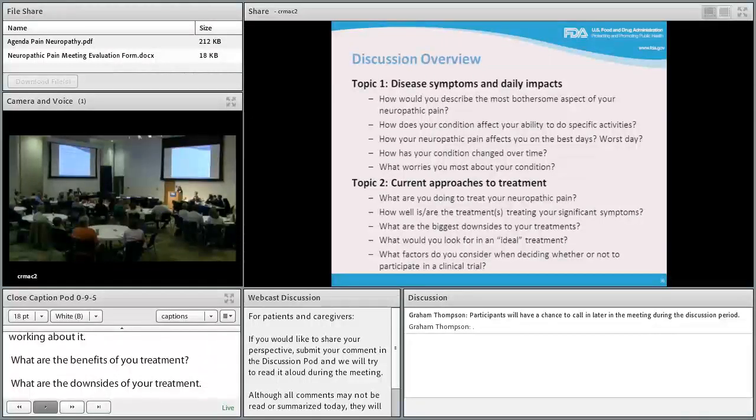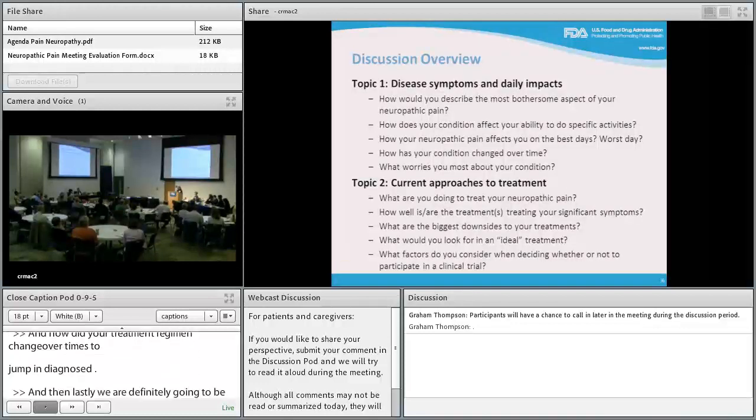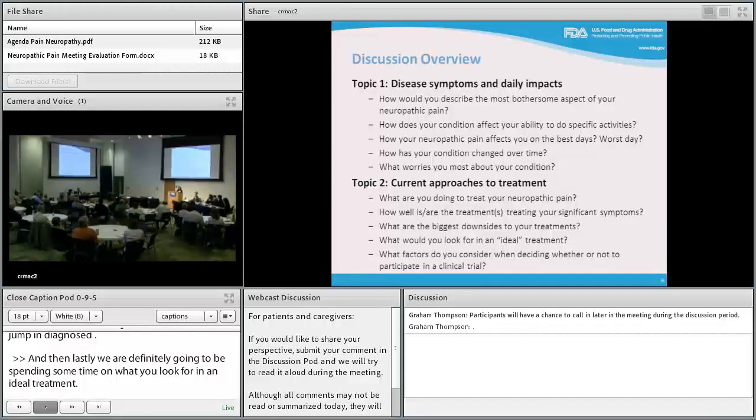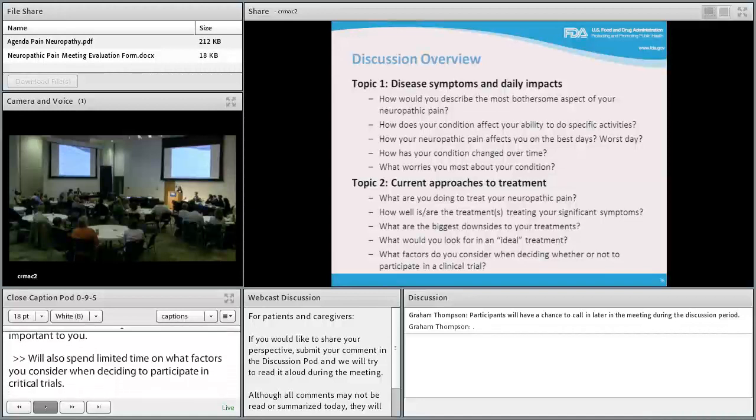And then lastly, we're definitely going to be spending some time on what you look for in an ideal treatment. What are the aspects of an ideal treatment that are important to you? We'll also spend a little bit of time on what factors you consider when deciding whether or not to participate in a clinical trial. So we'll have a scenario question that we'll pose to you, and we'll get your immediate, initial thoughts when you hear this type of scenario.